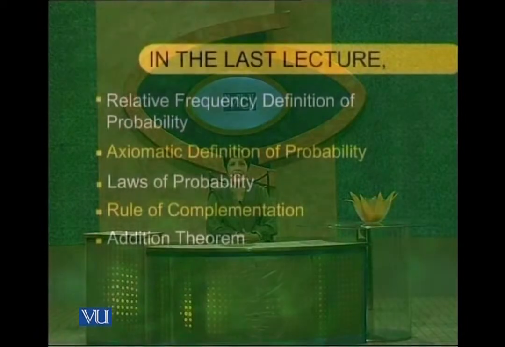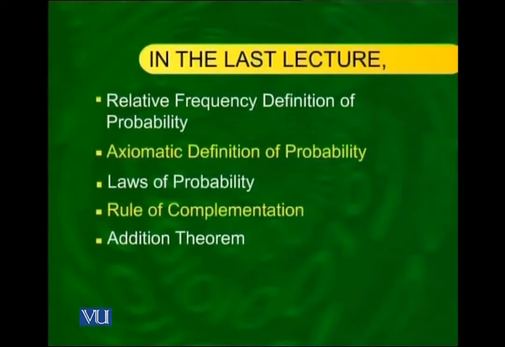You will recall that in the last lecture, I discussed with you the relative frequency definition of probability, and then we went on to the axiomatic definition, which is the most mathematical definition of probability. After that, we discussed two laws of probability. The first one was the law of complementation, according to which probability of A bar is equal to 1 minus the probability of A. And after that, I discussed with you the general addition theorem of probability.